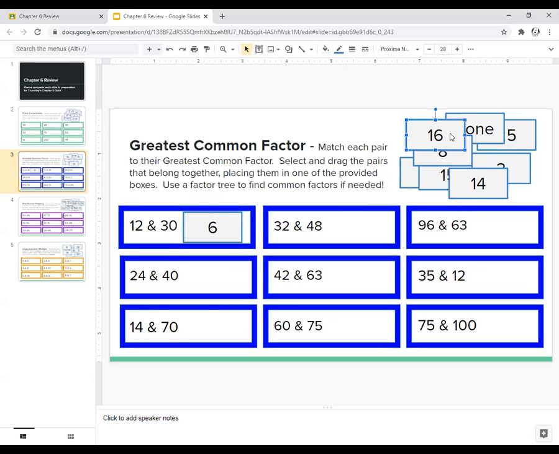How about 32 and 48? Can you make a factor tree real quick? Or envision the Lego towers? How do those two numbers relate to each other? If you're at home, please type it in the chat box if you are making your own factor tree to decide what is related between these two. Allie, what do you got for me? 8. She's suggesting 8. Now, how did you come about that?